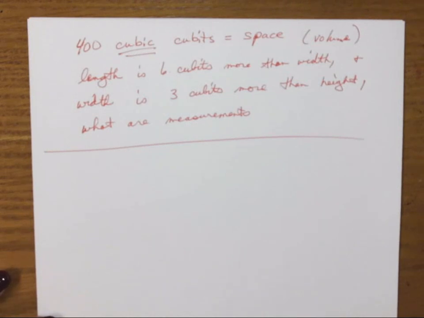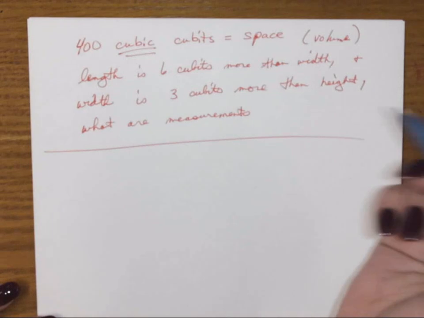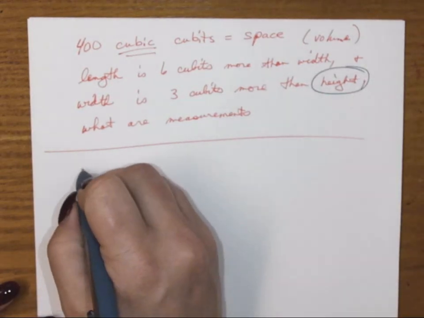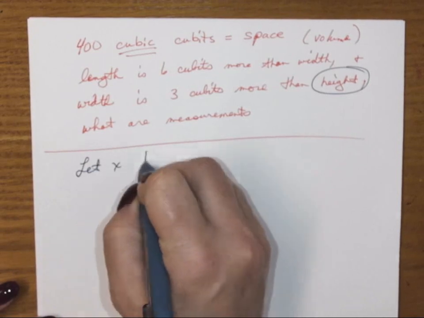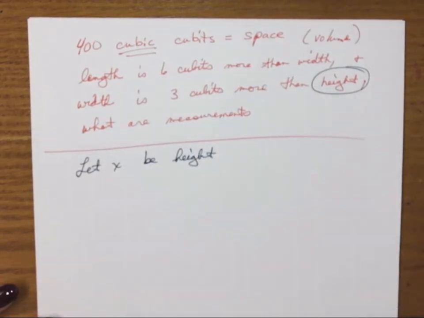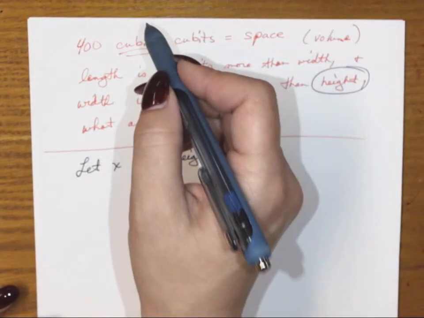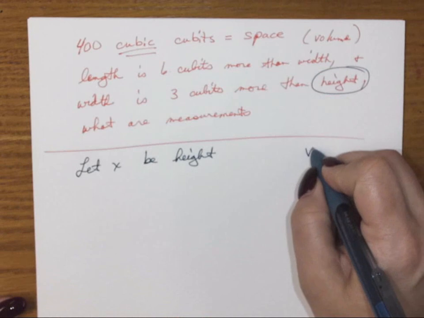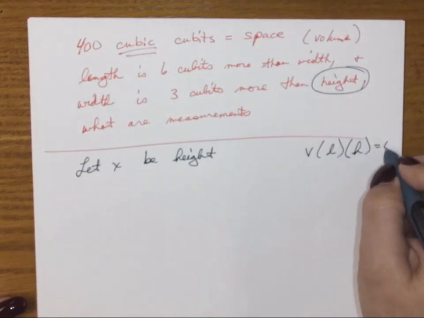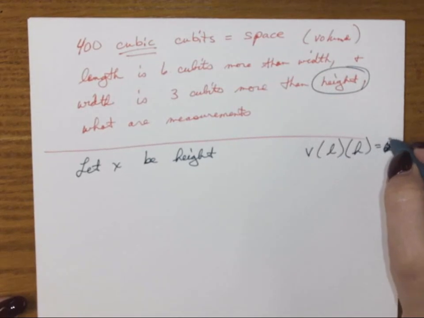So of course, one of the things that I want to do is figure out which guy is my independent variable here, which is the height. So let x be my height. And then the other thing is, of course, we know whenever we're looking at these three measurements, this is volume. That formula for the volume of a box looks like V equals length times width times height.